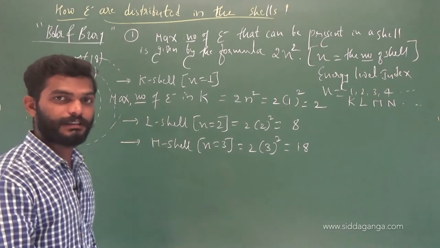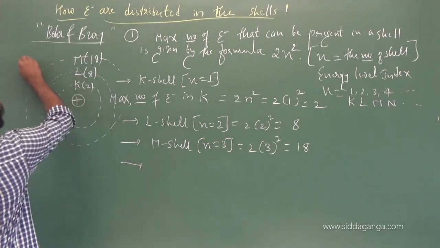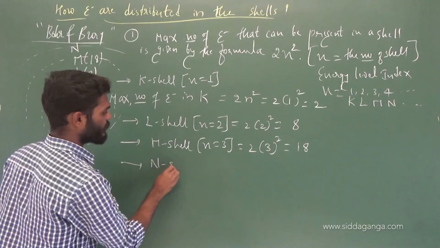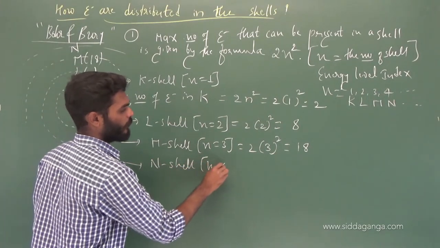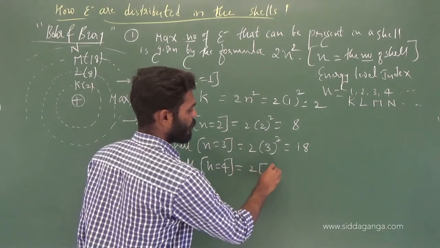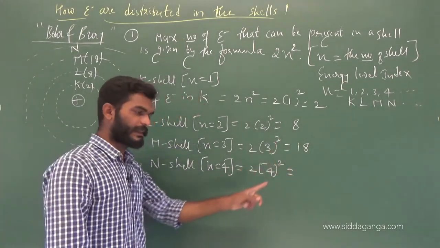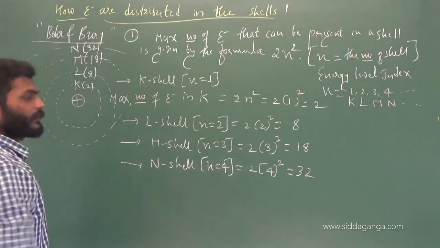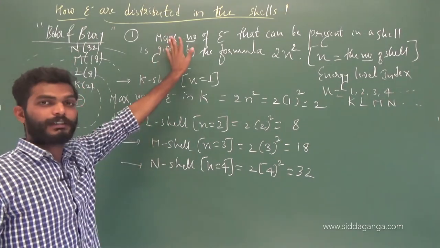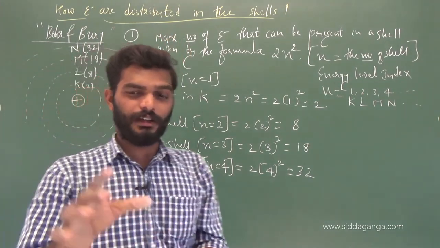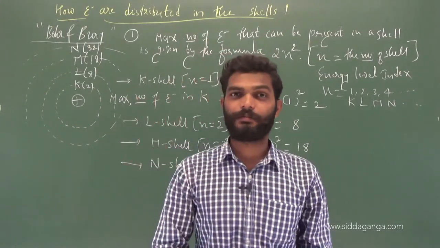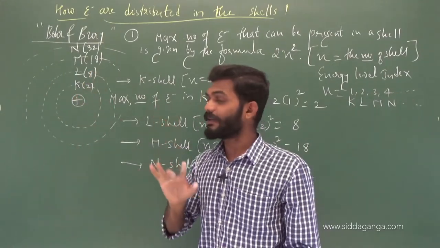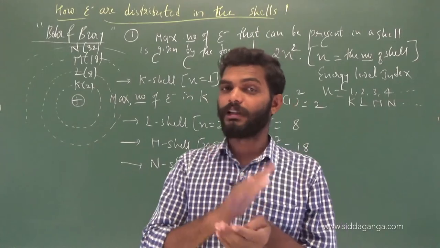Is 18 electrons. Now, in the same way, the fourth shell, N shell, K L M N, right? For the N shell, the N value is 4. Therefore, 2 into 4 squared, 4 squared is 16, 16 twos are 32. Therefore, a maximum of 32 electrons can be present in the fourth shell. So, this is the first rule for the accommodation or distribution of electrons in any atom in the given shells. Therefore, in K, 2, in L, 8, in M, 18, in N, 32 maximum electrons should be there.